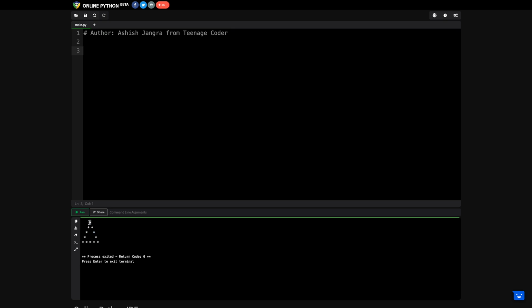In the first part I need to have just one star. In the last part I need to have five stars, which is exactly equal to the height of the triangle. That means in the first line I am having one star, then two stars, then three, four, and in the last line I will have five stars.